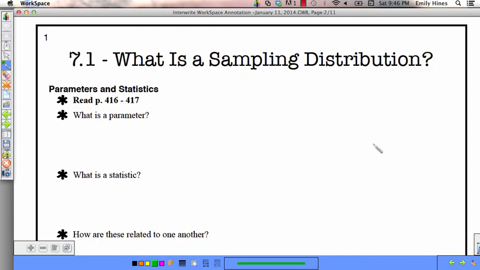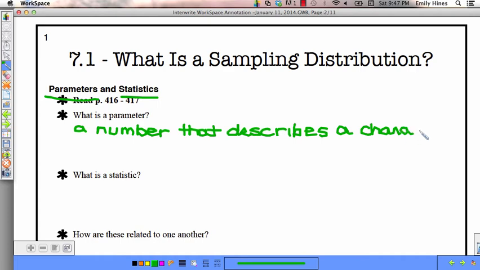And one of the foundational pieces of inference is a sampling distribution, which is what Chapter 7 is all about. But before we start with Chapter 7, we really need to talk about some definitions, particularly the vocabulary parameter and statistic. Parameter is a number that describes a characteristic of a population, and it's usually unknown. It's usually represented by a Greek letter.